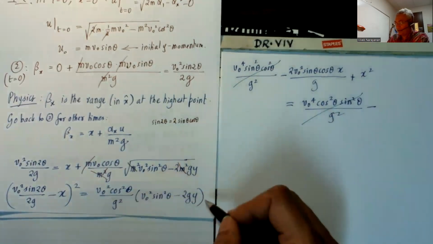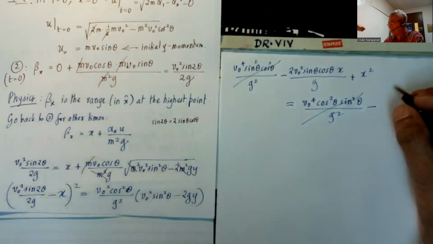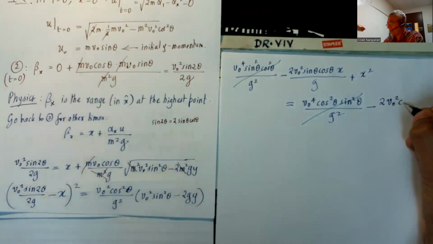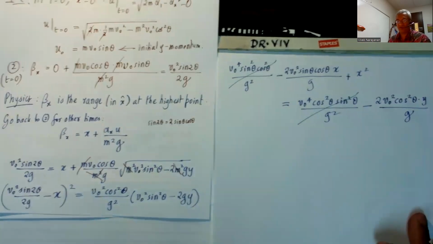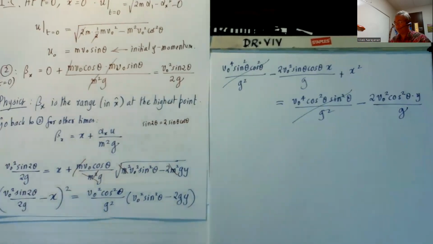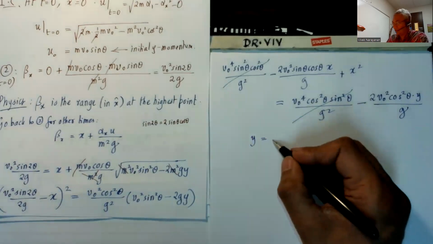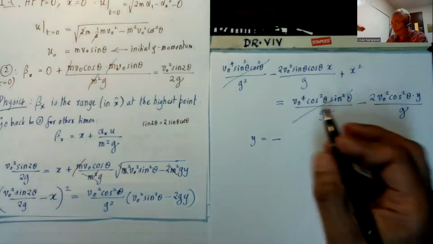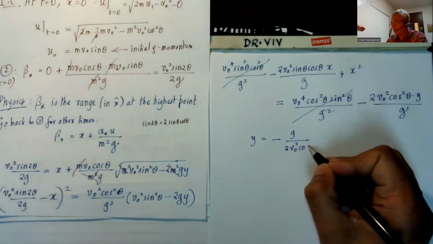Okay, now multiply these two, you lose a factor of g. So I'm going to get negative 2 v naught squared cosine squared theta times y upon g. So much of grad school is just perseverance. Doing the same simple things over and over without getting fatigued is the name of the game. So y equals, let's pull out some common terms, negative g over 2 v naught squared cosine squared theta.